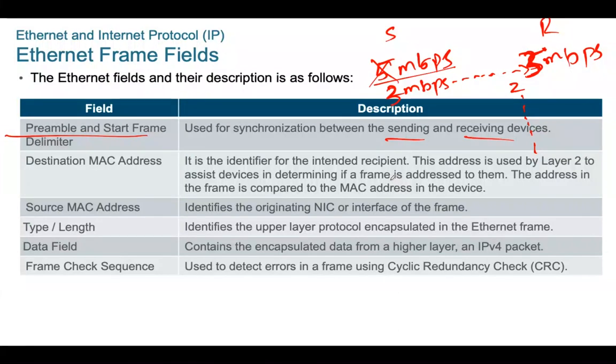So that's why the first 8 bytes are used for the preamble as your start frame. Then the destination address, MAC address, as said, the physical address, and source MAC address, source and destination to identify each other. Then type or length identifies the upper layer protocol encapsulated in the Ethernet frame. And the data field contains the encapsulated data, and the frame check sequence is used to detect errors, whether the frames are received correctly or not.